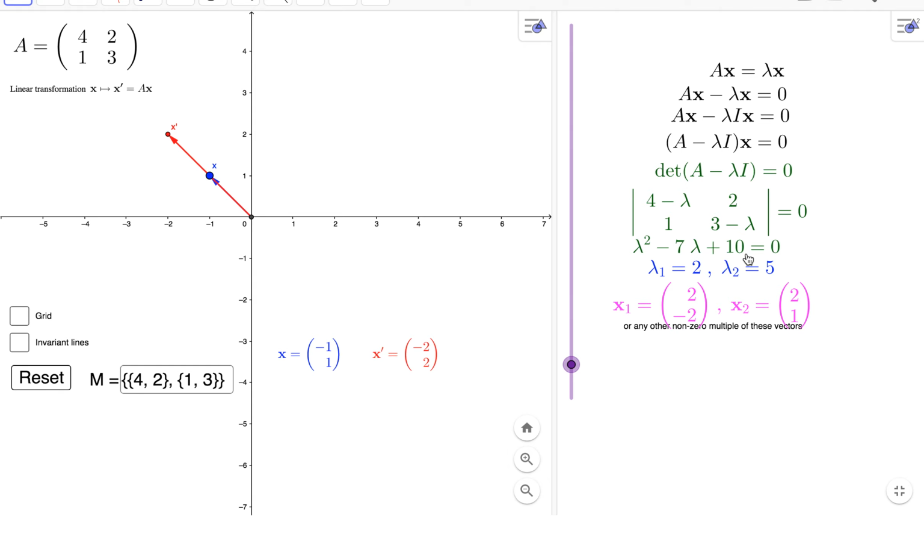How do you find the lambdas? How do you find the x's? And what do you do with them when you've got them?